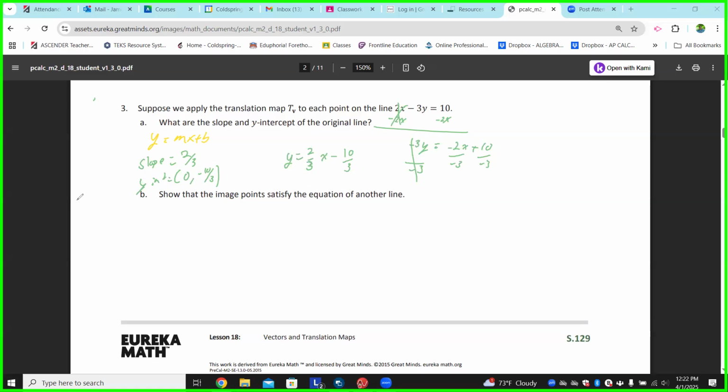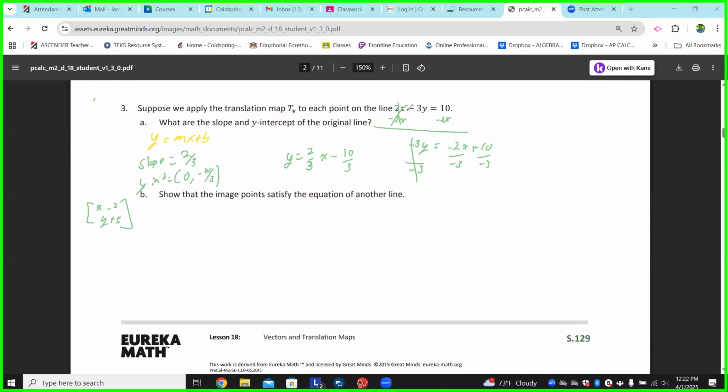All right, part B now says show that the image point satisfies the equation of another line. So let's transform this. It was 2 on the left, 5 up, so x minus 2, y plus 5, if I write it out. This is the transformation I'm going to produce on it.